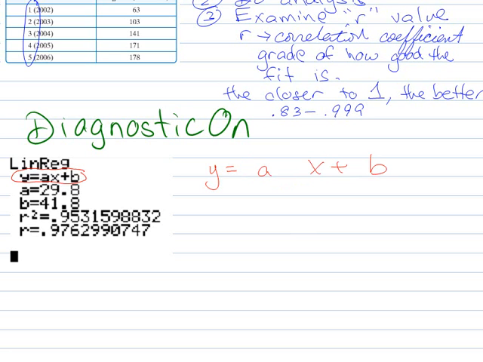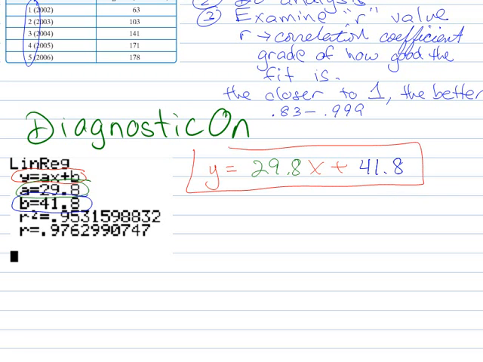Okay, so my a value is 29.8. My b value is 41.8. So my equation, if this is a line, would be this. Now I could use that to estimate how many of these surgeries we are going to have in 2010, or later on. But this is your equation that should fit the data.